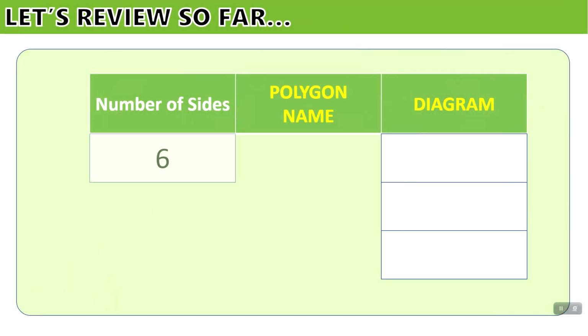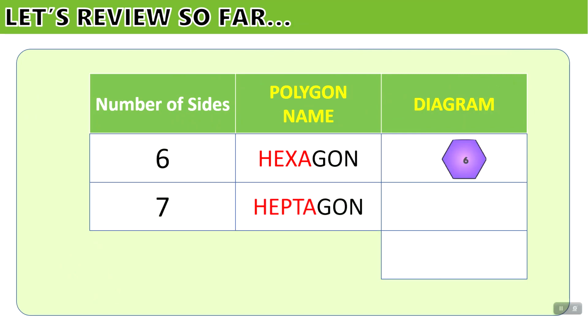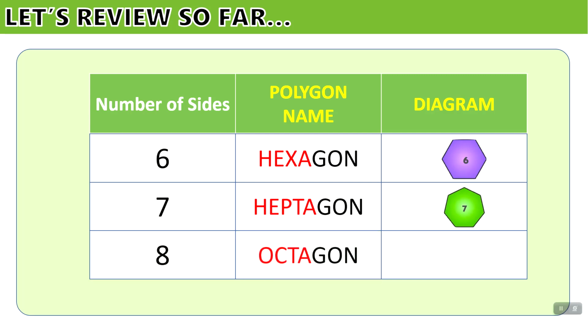Now let's recap what we just learned. A shape with 6 sides is known as a hexagon. Hexa, prefix, means 6. And here's a regular hexagon. A 7-sided shape is a heptagon. The prefix hepta means 7. And here is a regular heptagon. And an 8-sided shape is called an octagon. And here is a regular octagon.